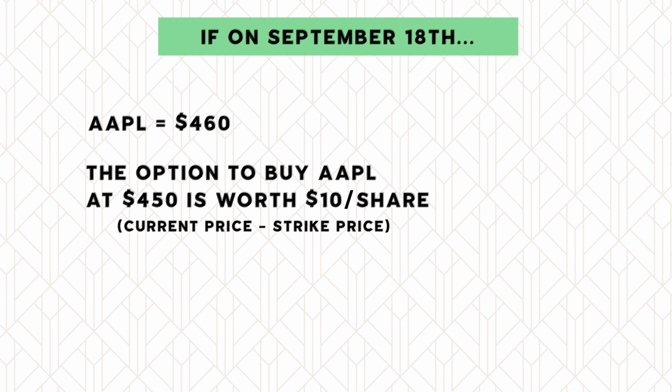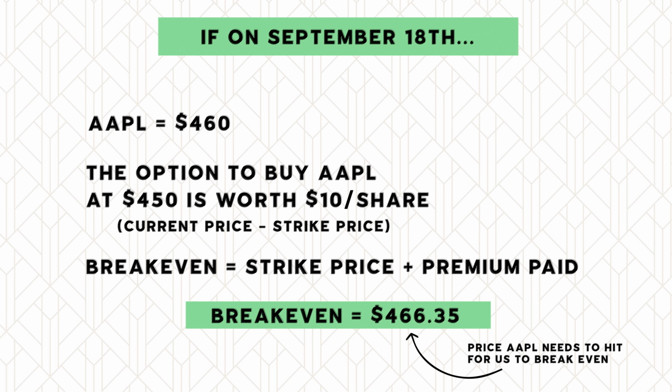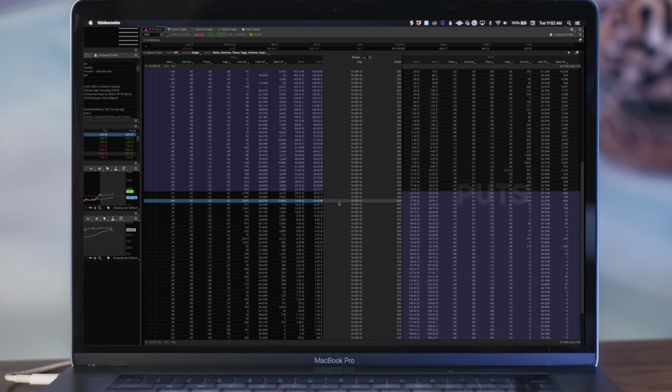But now remember that we had to pay $16.35 for the premium, so we have to add the amount to the strike price to figure out what our break-even is. In this case, the break-even share price of the stock would be $466.35. If the stock price is anything higher than that, we make money. Okay, hopefully that all made sense. Now let's move on to puts.